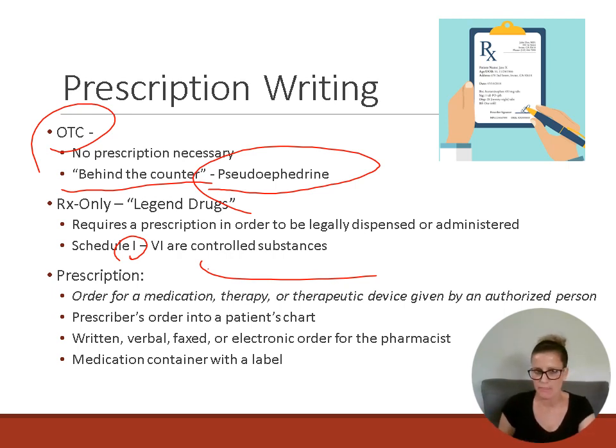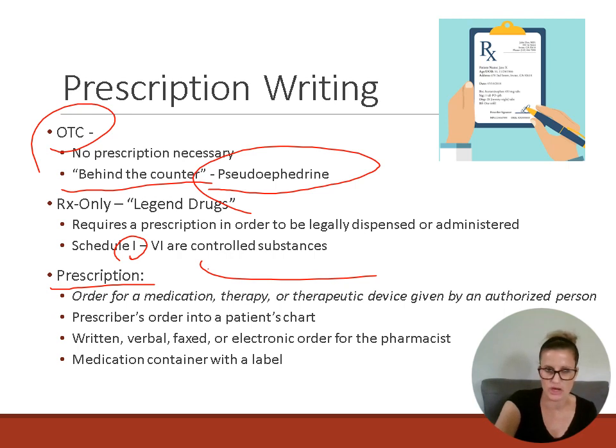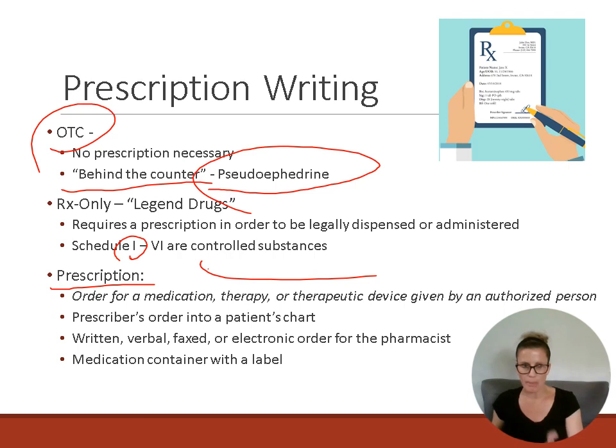given out, etc. So I mentioned that prescription-only drugs require a prescription. So technically, what is a prescription? A prescription is an order for a medication, a therapy, or a device that's given by an authorized person. This order can be given in numerous different ways. So it can be a prescriber's order into the patient's chart. So you can just enter it into the patient's chart.